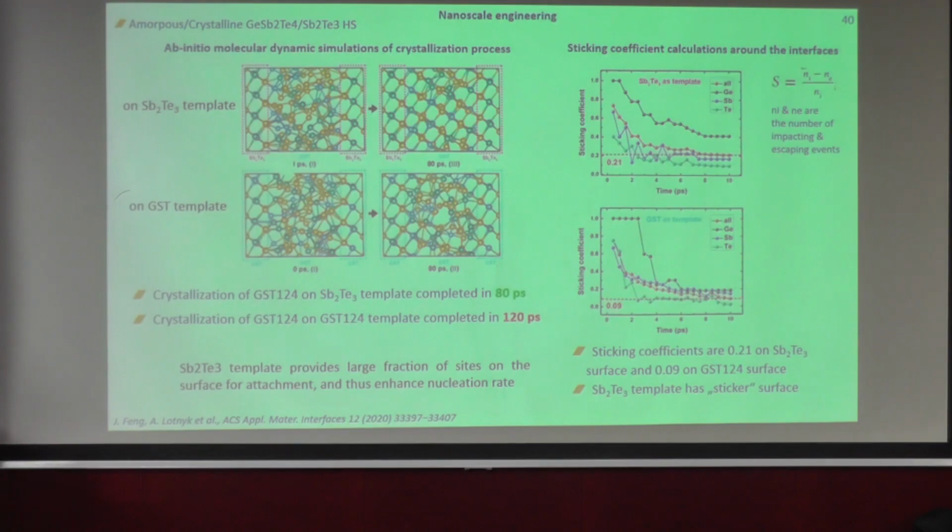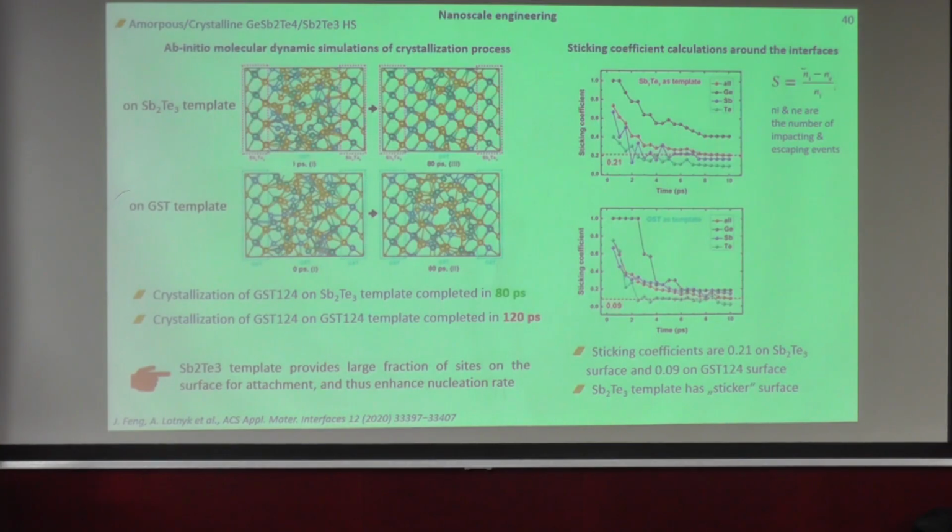So if you calculate this sticking coefficient extracted from this MD, we can see that antimony telluride can effectively attract the GST to the surface. The sticking coefficient in this case is like 0.1. In the case of a GST template, it's much lower, 0.01. So antimony telluride has a much stickier surface, and it can attract this GST more effectively, and it can also enhance the nucleation rate.